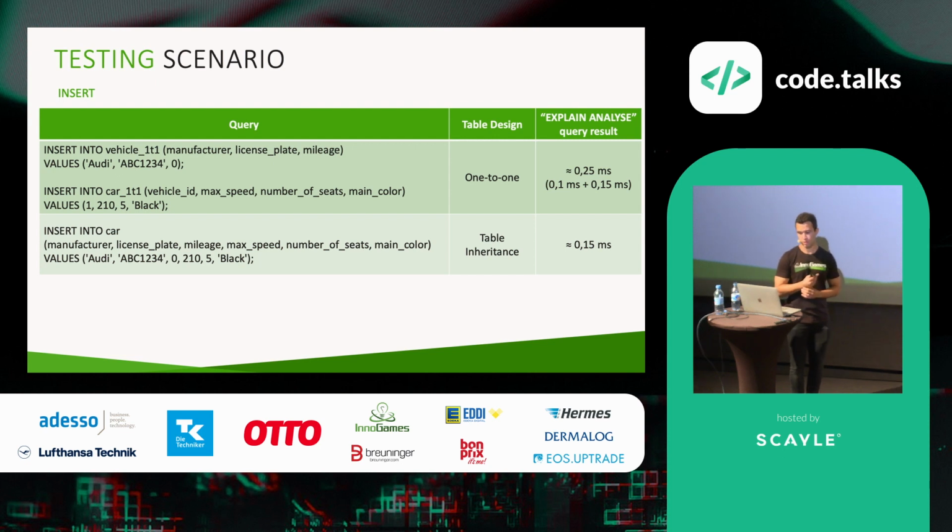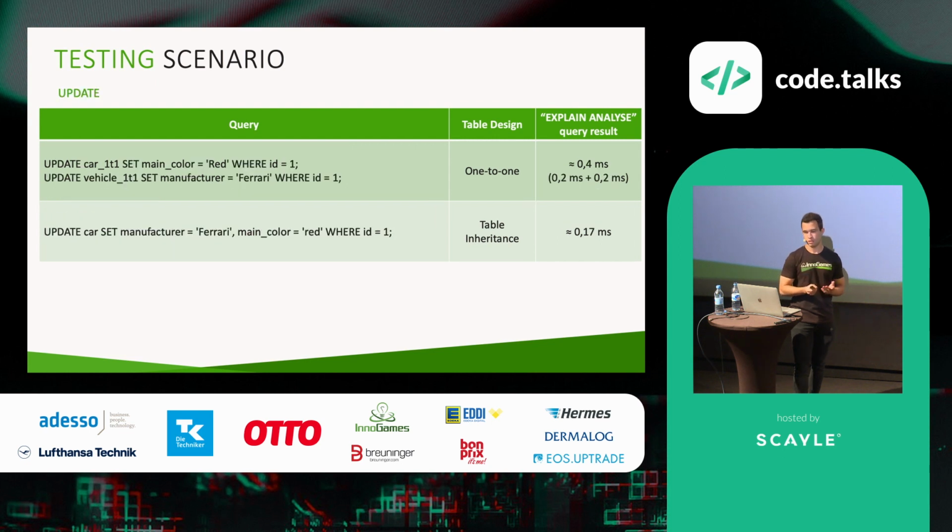So for example, when trying to insert that in the one-to-one relationship, I have to run 2 queries because of the foreign key relationship. And that altogether took me 0.25 milliseconds, which is pretty fast. But when doing that on the table inheritance, I only needed 1 query, so I saved 0.1 milliseconds from the first query. It's a slight improvement, but yeah, every millisecond counts in that case. But there are cases where it was a bit more prominent.